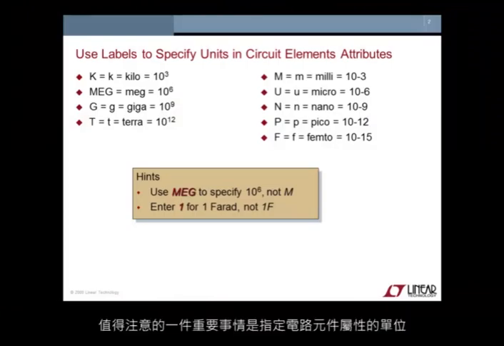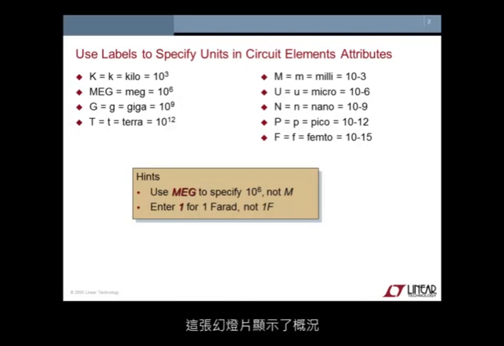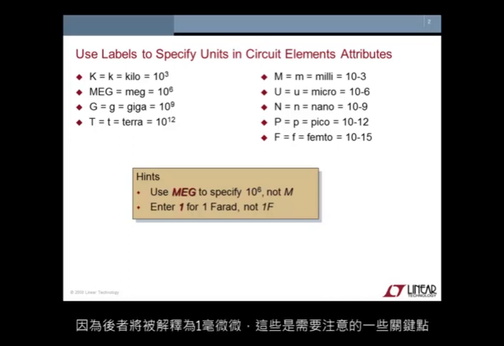One important thing I wanted to note was the units for specifying circuit element attributes. So this slide gives you an overview. The key one you want to be careful with is to make sure that meg is used for 10 to the 6, not m, because m will be classified as a milli. And also when you enter values for capacitors, just enter 1 as opposed to 1F, because that will be interpreted as 1 femto. So those are just some key points to remember.